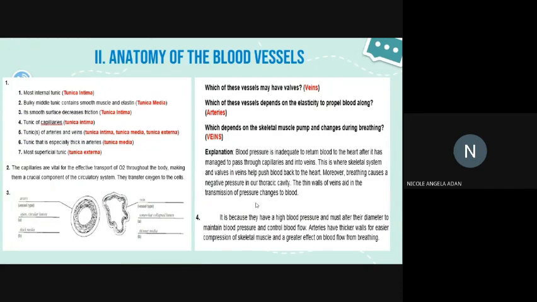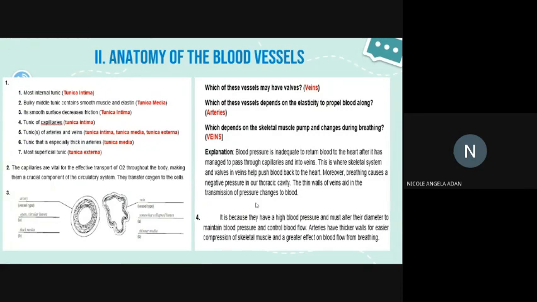The answer is tunica intima. Number 4, tunic of capillaries. The answer is tunica intima again. And number 5, tunic or tunics of arteries and veins. We have tunica intima, tunica media, tunica externa.